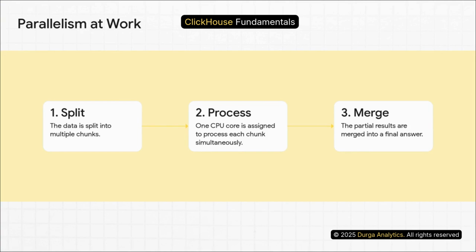First, the data gets split into a bunch of chunks, kind of like the head chef splitting a huge order into separate dishes. Second, each of those chunks gets processed at the same time by a different chef, or in our case, a different CPU core. And finally, all those partial results are merged together to create the final answer. It is just a massively efficient way to work.